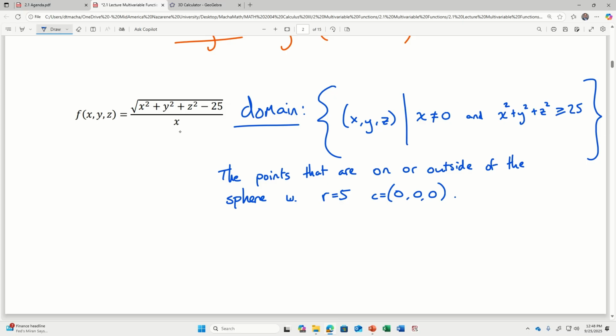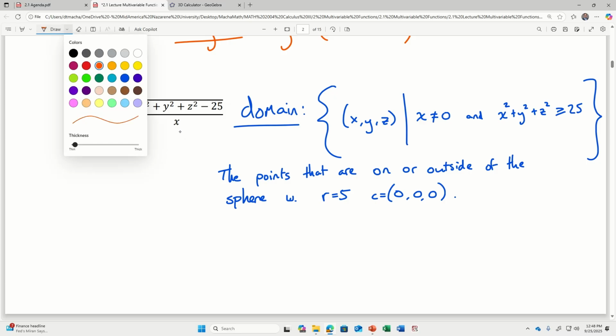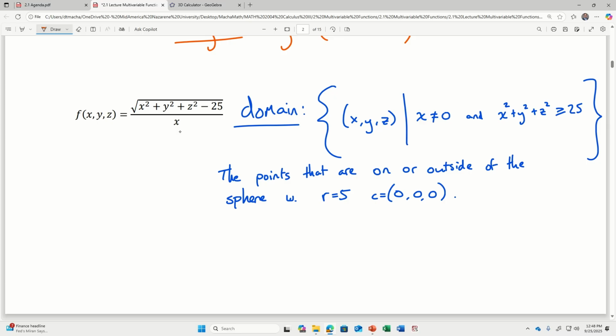And x can't be 0. So no points in the yz plane get to be in our domain either. And then once again, I think that our range is all real numbers. So there's not a lot of variety in the range. There's a few that weren't all real numbers for the range, but I think that's the case.